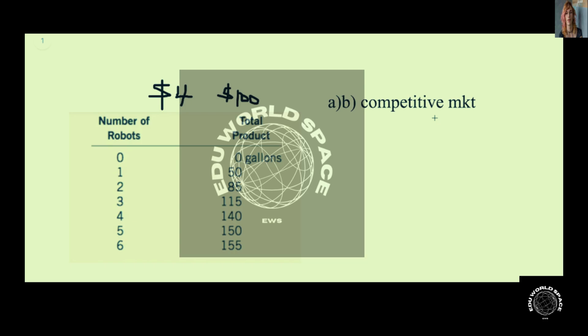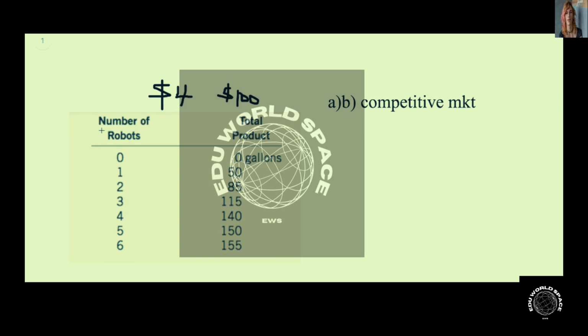Okay, so we answer question A and B. Question C is saying to calculate the marginal product and the value of the marginal product of each additional robot. So we now have to look at the chart here.